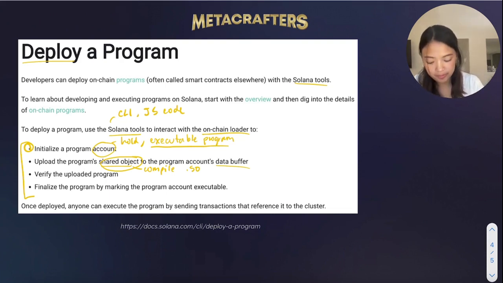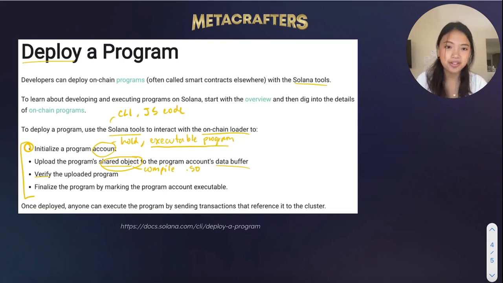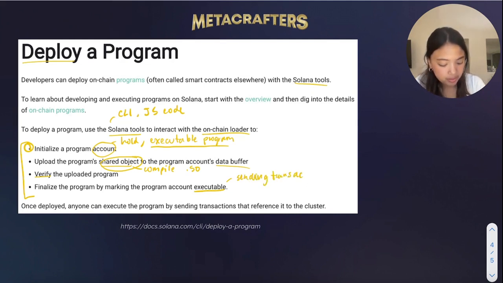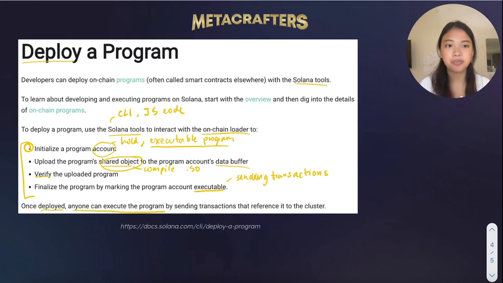Then we need to verify the uploaded program. Finally, once we've done all these steps, we can mark the program account as executable. Executable essentially means that we've successfully deployed the program, and people can start sending transactions to execute the program. After deployment, anyone can execute the program through means such as interacting with it in the front end.